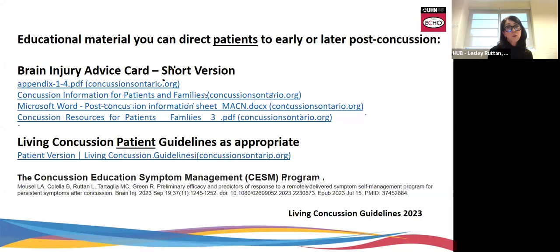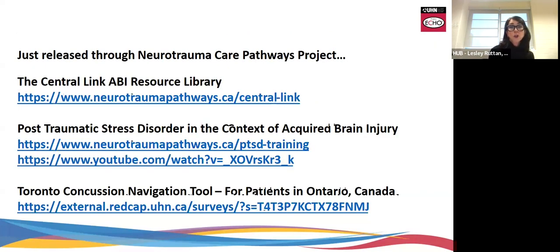And next, more recently, just released through the Neurotrauma Care Pathways Project, a resource library, information on PTSD in the context of acquired brain injury, as well as a navigation tool. Right now, it's specific to Toronto, but I do believe that they're working on expanding that, and that's for patients specifically to try to find resources in their community.